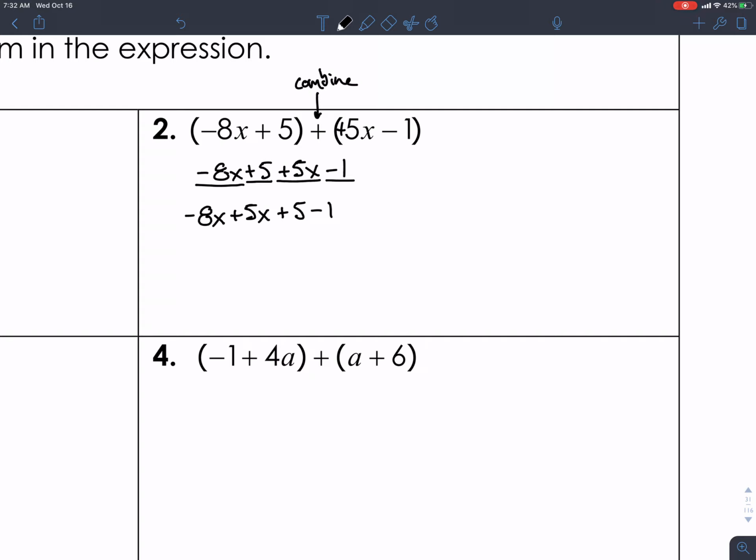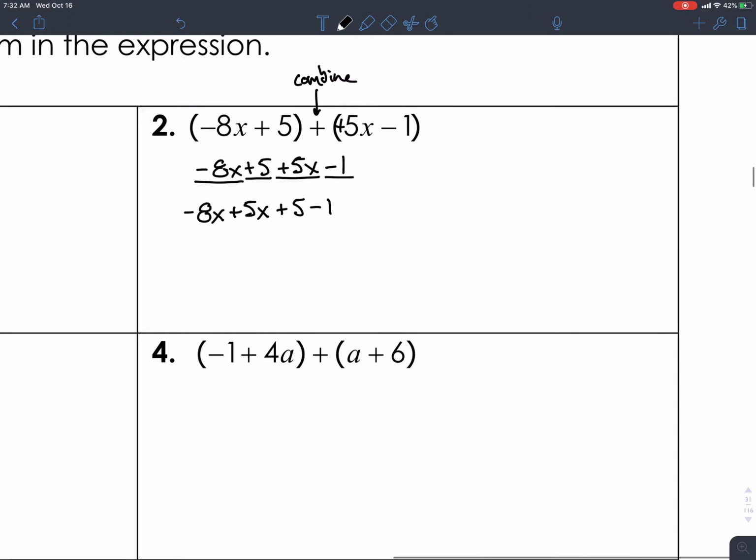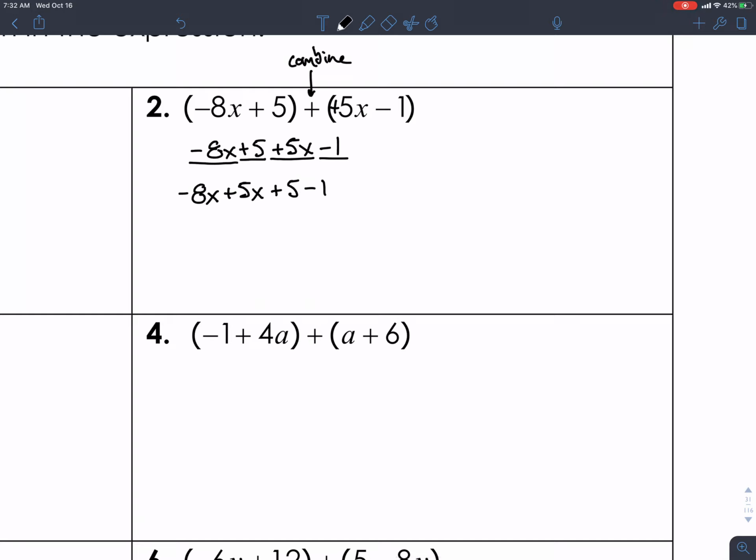The terms with the same variable, the same letter, can be combined. Okay, let's get rid of that adding and subtracting in our heads. They can be combined. So we have a negative 8 and a positive 5. Let's forget about the x for a second. We're just going to combine those. Negative 8 plus 5. If you think about that on a number line, we're at negative 8. We move to the right 5. That puts us at negative 3.